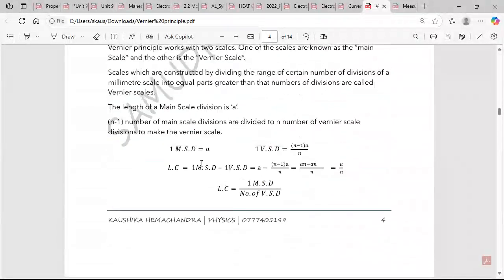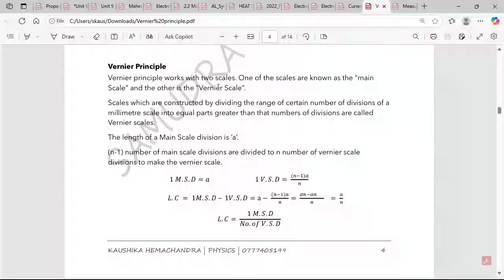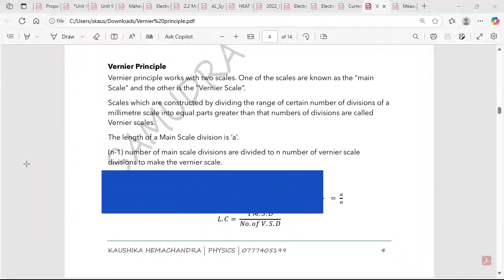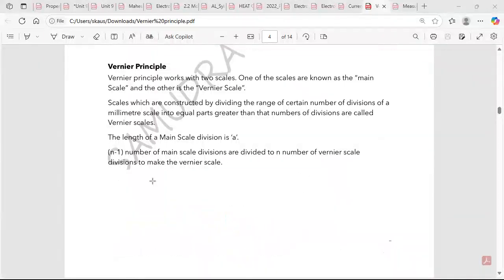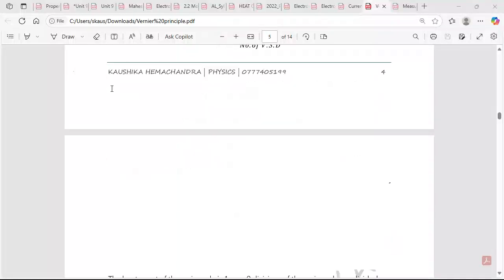So we are going into the Vernier principle. Right? We need a nice diagram. So in the Vernier principle, I have a video also that I want to show you, then you'll understand it very nicely. So there are two scales. So let's just go to the Vernier Caliper.